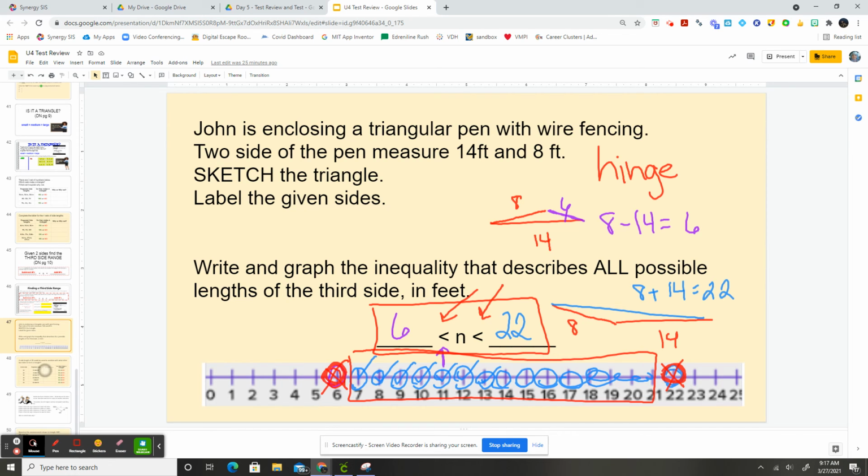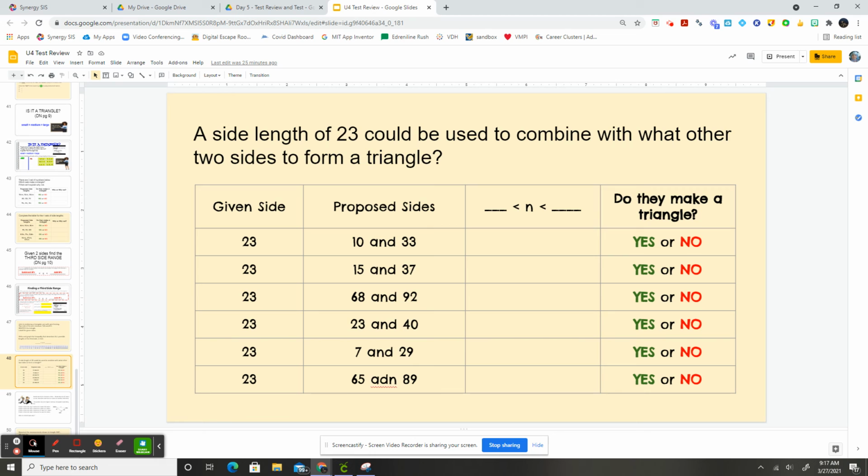Okay. The last question that was kind of troublesome gave you a whole bunch of sides. This is just a stamina question, ladies and gentlemen. You've got to do small plus medium is bigger than large 6 times. Small plus medium is bigger than large.